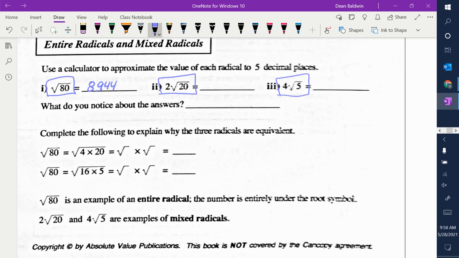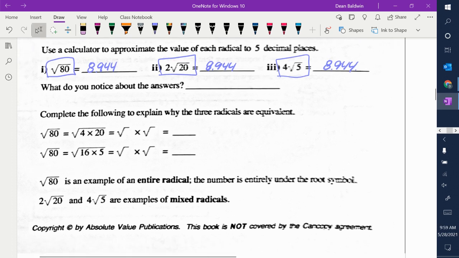What's 2 root 20? They should all be the same. Is it 8.944? And 4 root 5? I'm assuming all the same, right? Does everybody agree with that? You're just going to take my word for it? That's very trusting of you. So they're the same. Okay. Why are they the same?